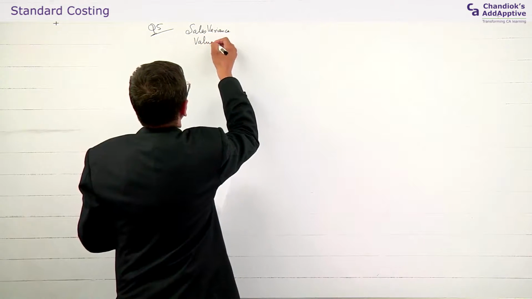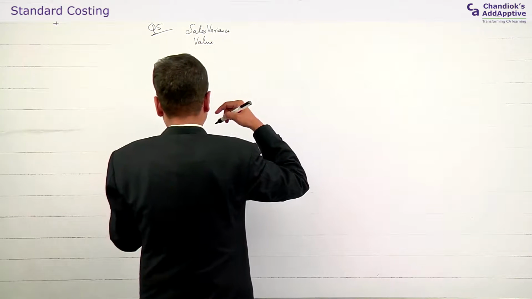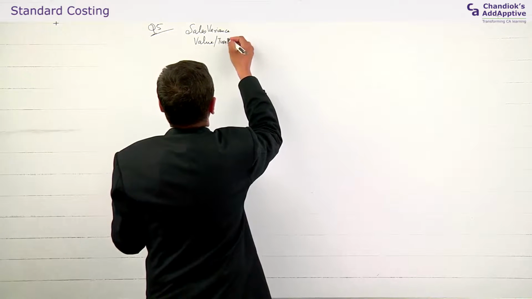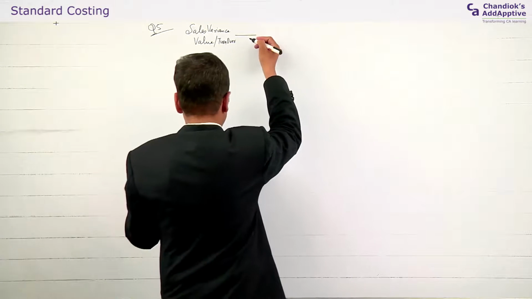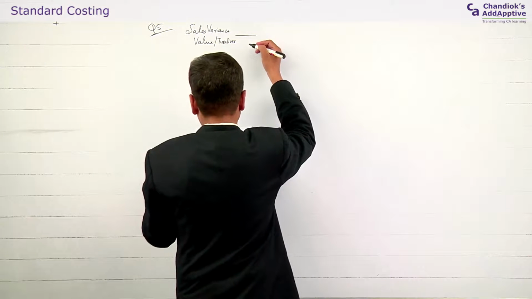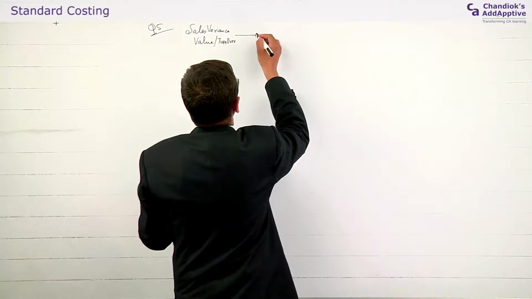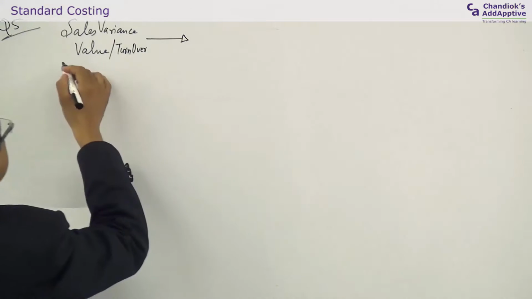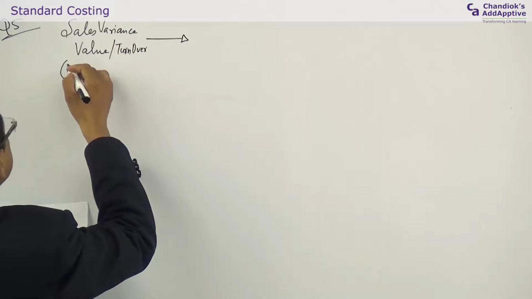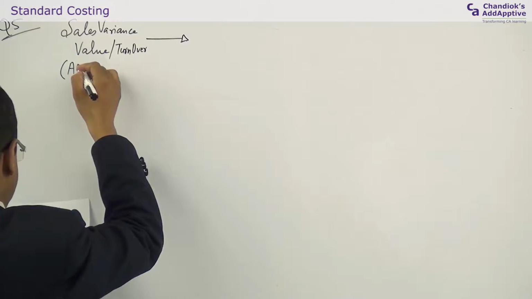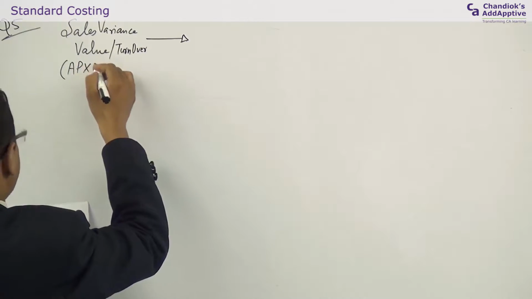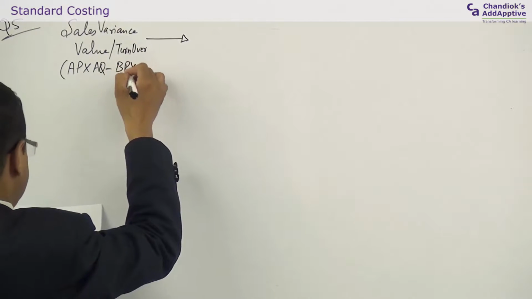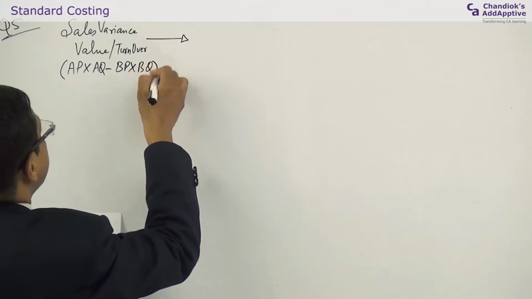This is a value variance. This is also called turnover variance. So, these are the different names you must know. This is actual production into actual quantity minus budgeted production into budgeted quantity.